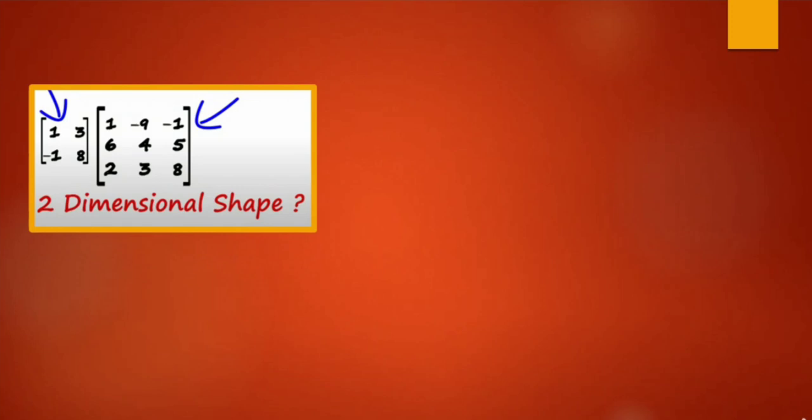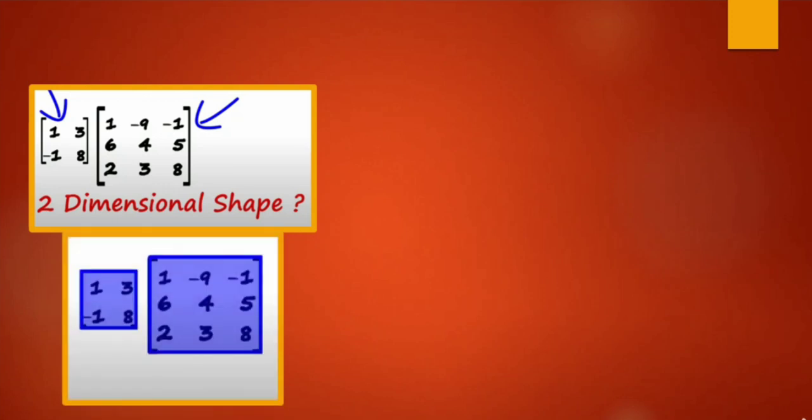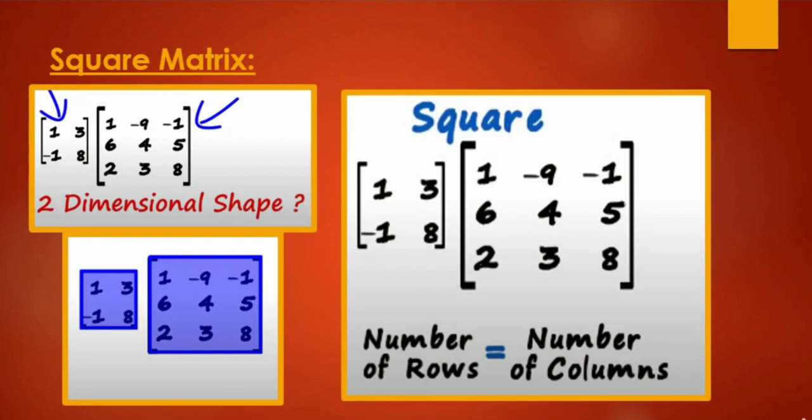Have you guessed the two-dimensional shape of these two matrices? Let me close it first. After closing, you can clearly see that it's forming a square. These two matrices are forming a square. So we can guess over here that if the number of rows is equal to the number of columns, in other words, if I close the figure and it forms a square, then the matrix will be a square matrix.